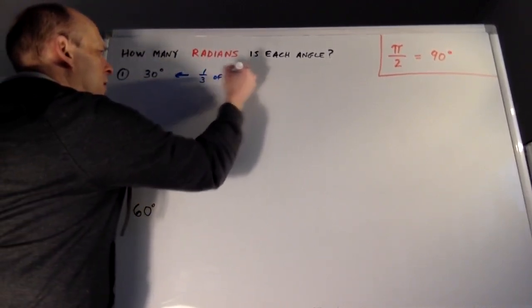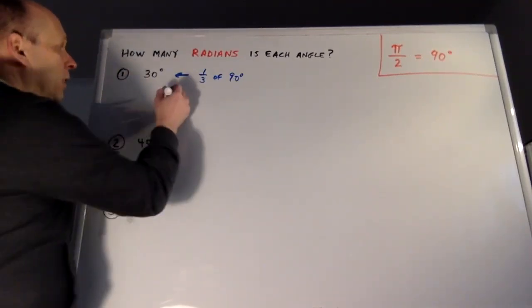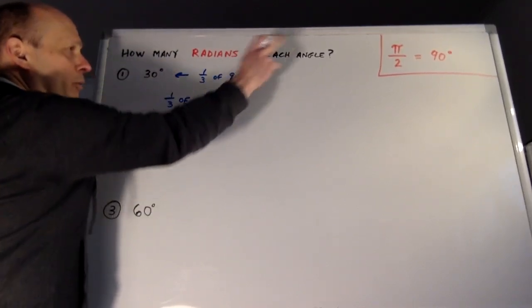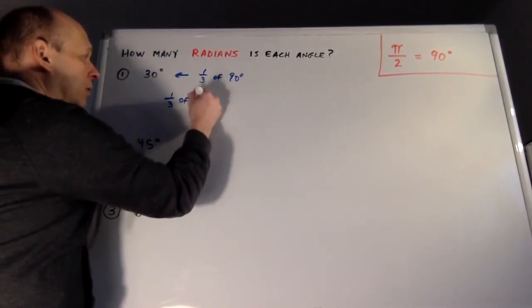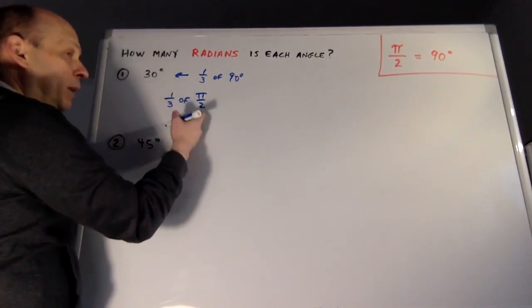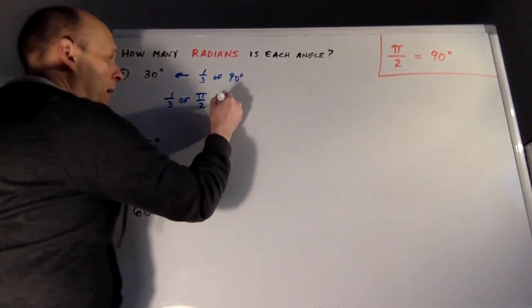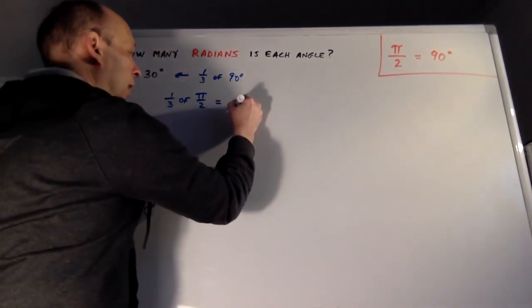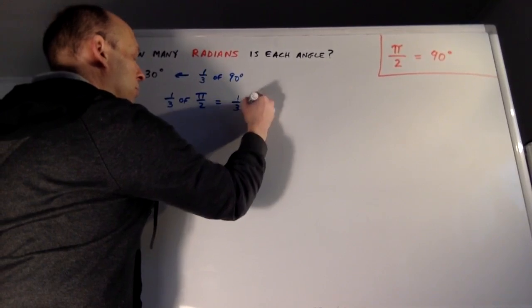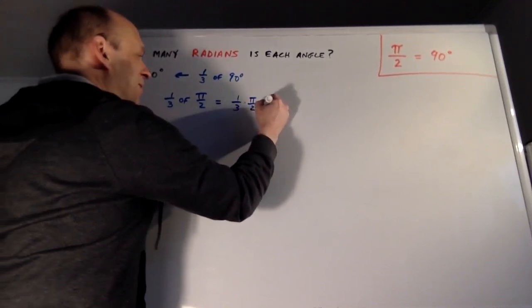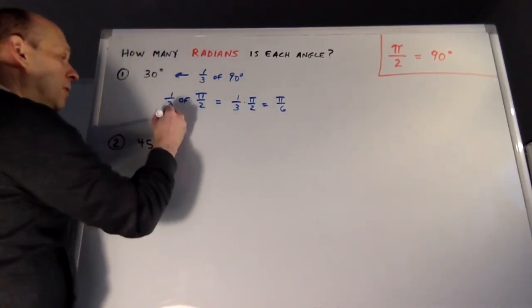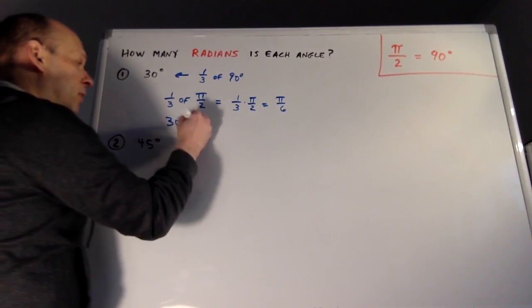And since 30 degrees is 1/3 of 90, it should be 1/3 of what 90 degrees is in radians, which is pi over 2. So what's 1/3 of pi over 2? As you know in math, when you see "of," it means multiplication, right? So 1/3 of pi over 2 is like 1/3 times pi over 2. So it's going to be pi over 6. So 30 degrees is pi over 6 radians.